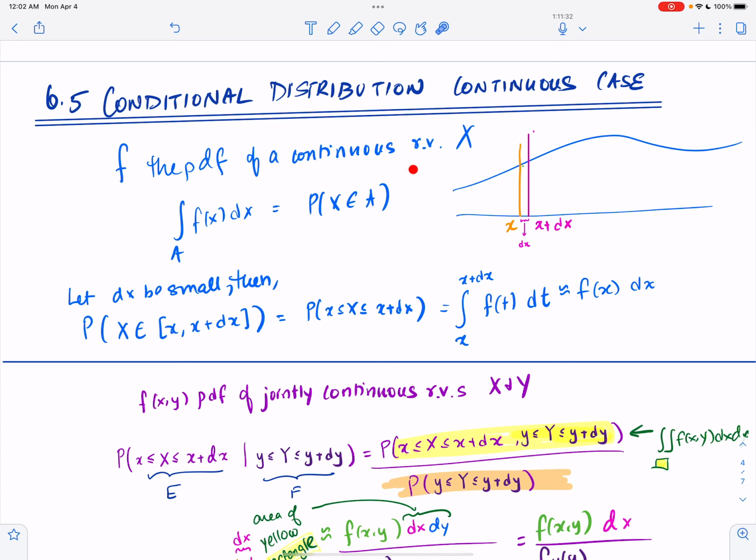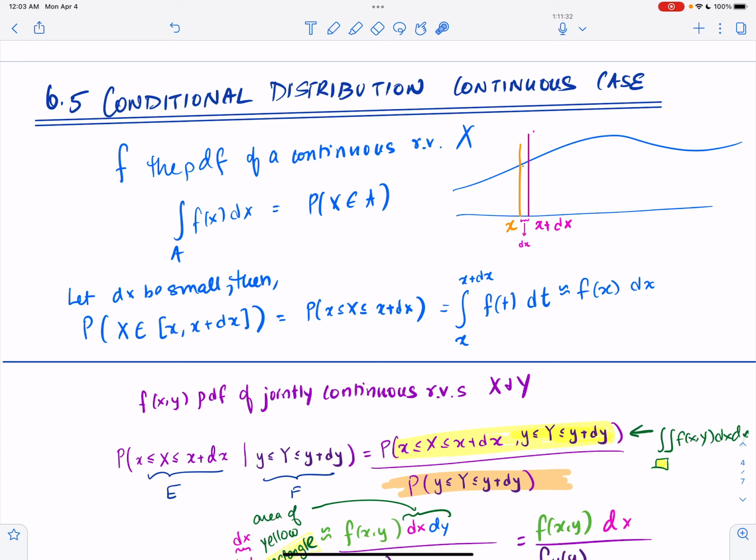So if f is the PDF of continuous random variable x, then you know that the integral over A of f of x is the probability x is in A. In fact, the way you find the probability x is in any set is you integrate the density over that set, okay? So you know this. Now suppose that the set A is a tiny set and it's like the interval from x to x plus dx, okay? And where you're thinking of dx as something small.